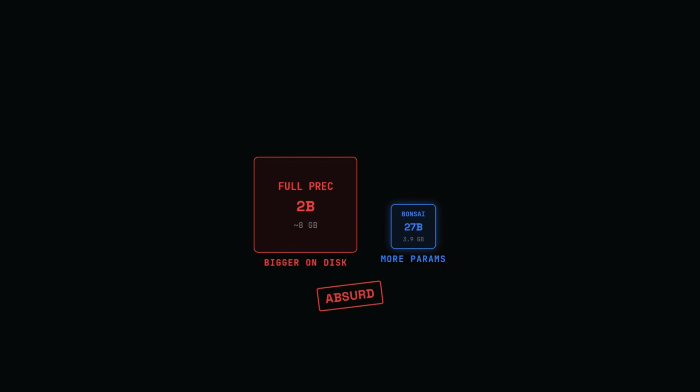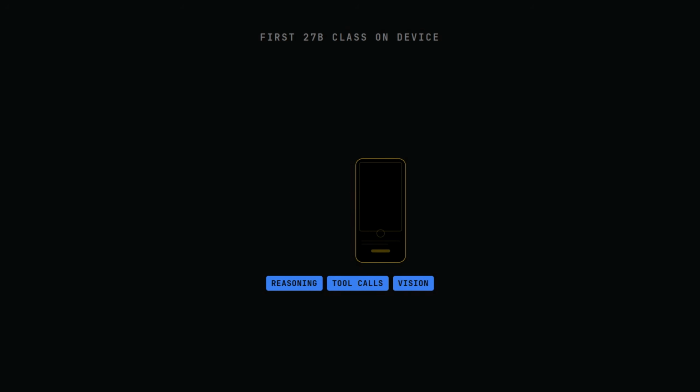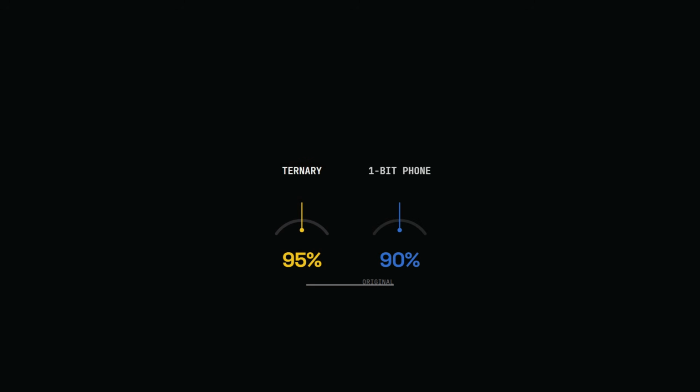And that 3.9 GB version fits on an iPhone, an actual phone. It is the first 27B class model to run on the device in your pocket. Reasoning, tool calls, even reading images. Your gut says they must have crushed the brains out of it. They mostly did not. The ternary build keeps 95% of the original score. The 1-bit phone build keeps 90. Math and coding barely move at all.